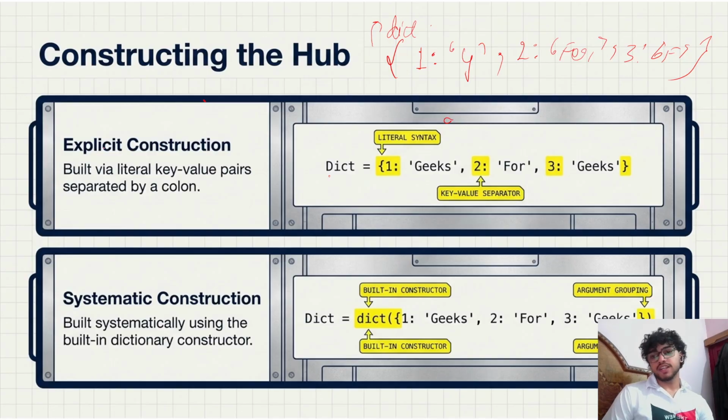As it's written here, these are built via literal key value pairs separated by a colon. And for systematic construction, you can use the dict method and write all of the values inside of curly braces.